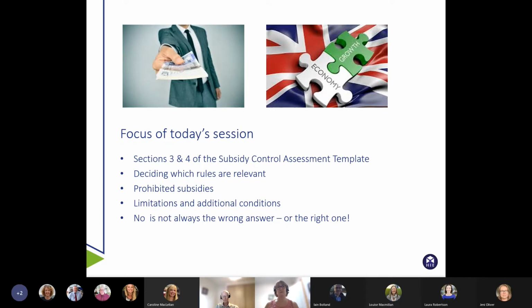And one really key point I want to get across this morning is that no is not always the wrong answer. By that, I mean, don't think that just by saying no, that's the easy option that you can just pass it by. It's not always. Sometimes it's better to say no and explain it if yes is the right answer. Does that make sense? Hopefully it will as I go through.